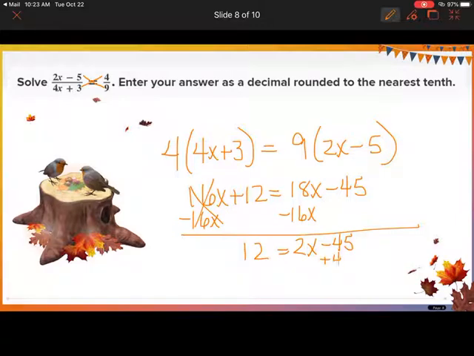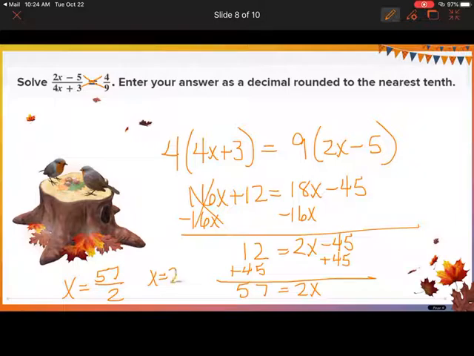Then I'm going to add 45 to both sides. And that gives me 57 equals 2x. Then I divide by 2. And x equals 57 over 2. Or I can go ahead and divide that out. And x equals 28.5.